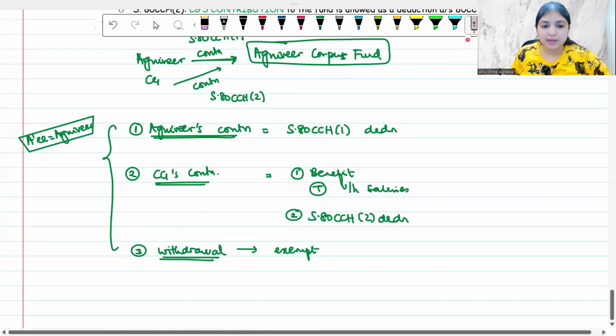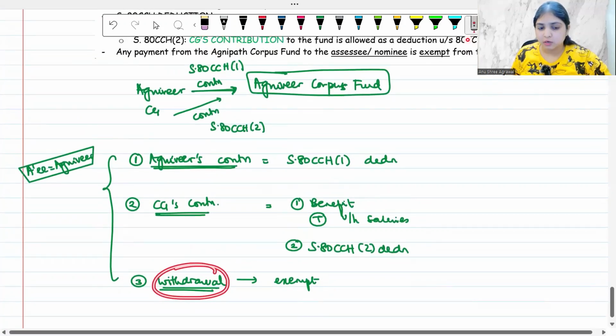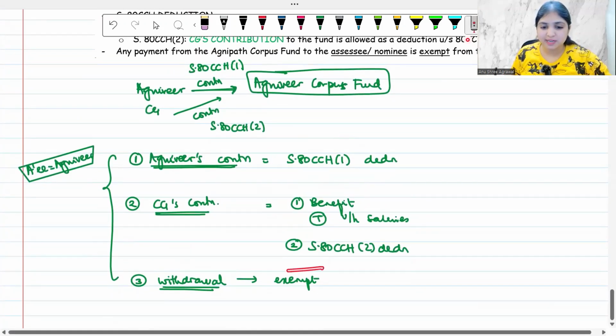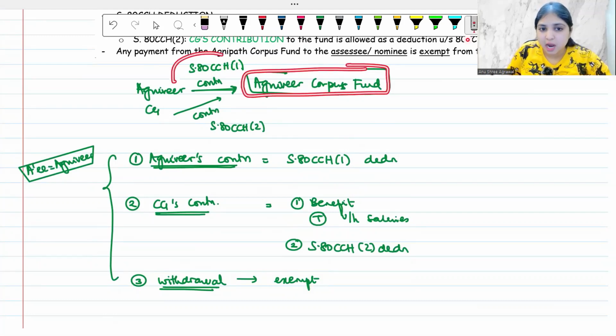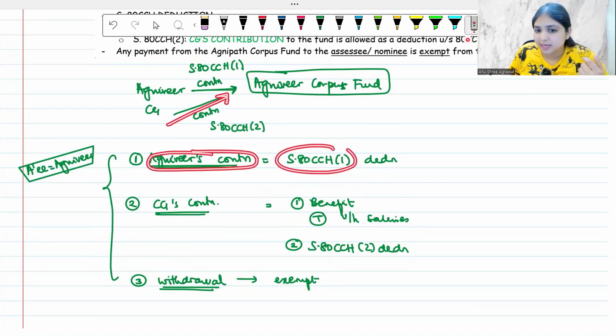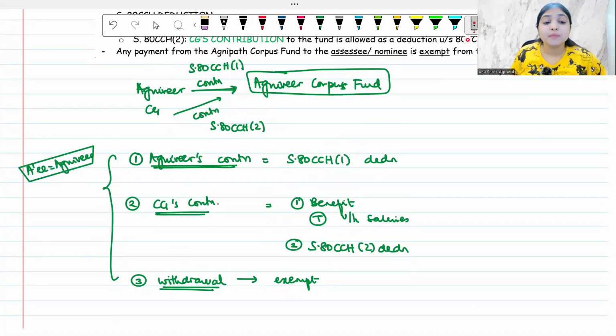So I was telling you that whenever you withdraw money from the Agniveer Corpus Fund, it's going to be fully exempt. To the Agniveer Corpus Fund, the Agniveer will contribute. Even the central government will contribute. Agniveer's contribution under 80CCH(1) will be allowed. Central government's contribution will first be taxed under the head salaries for the Agniveer. It will first be taxable under the head salaries, and then under 80CCH subsection 2, it will be allowed.